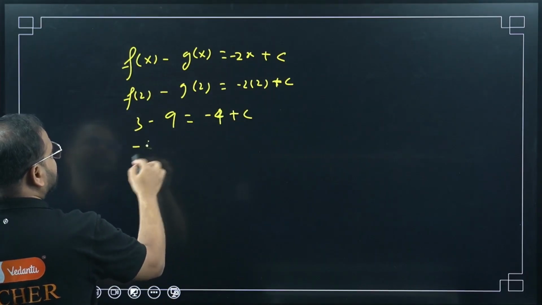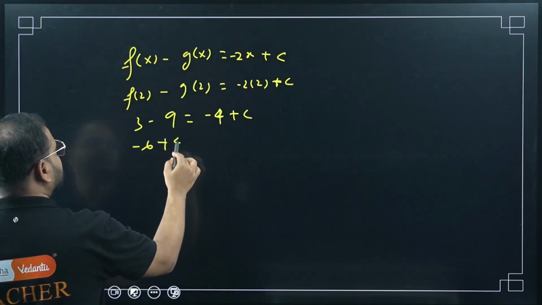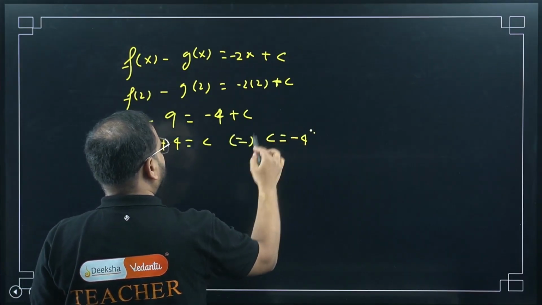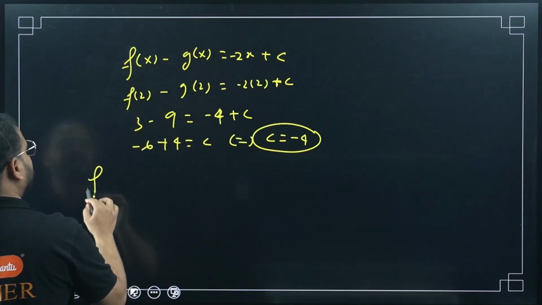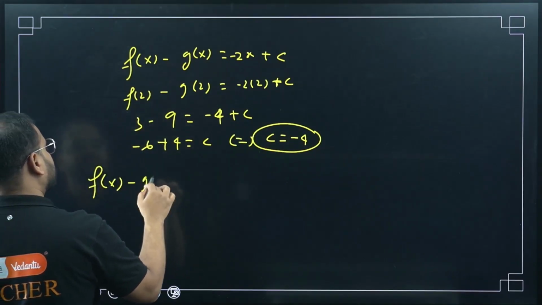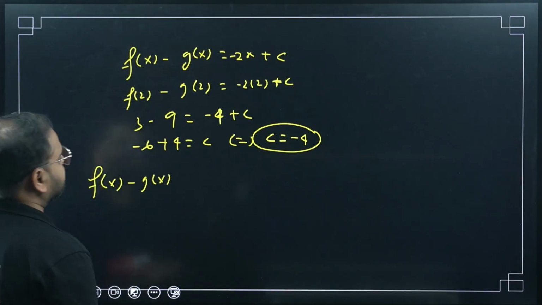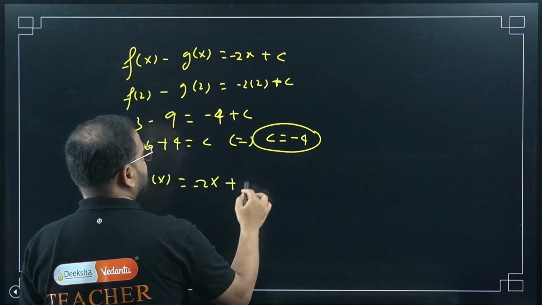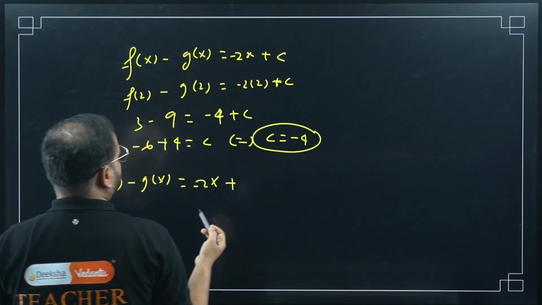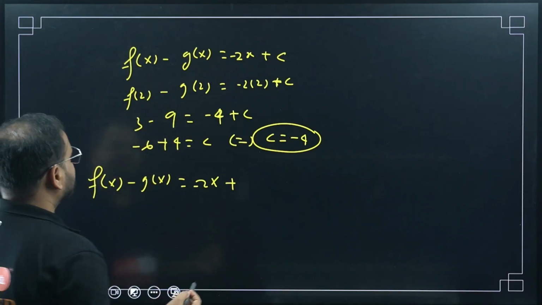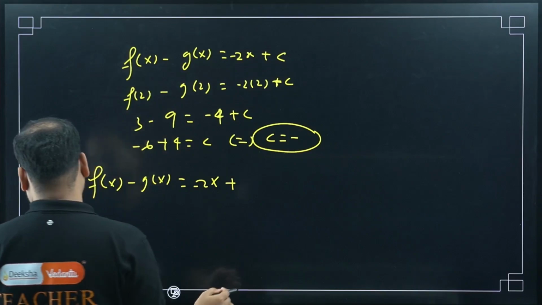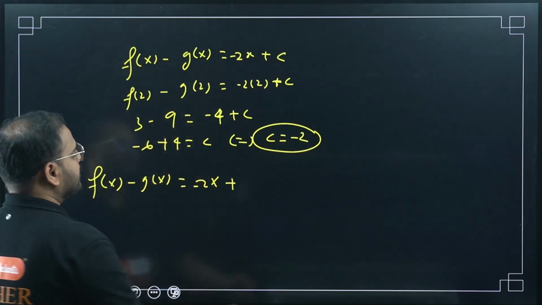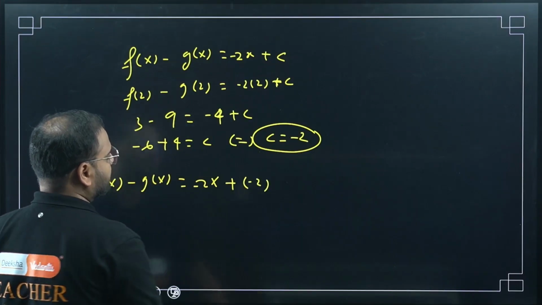How much is this? Minus 6. And how much is that? Plus 4 equals to c. How much do I get the c value as? My constant is what? Minus 4. So I can write my function f(x) minus g(x) equals to simply what? Minus 2x plus, how much is this? Okay, one mistake. This is not minus 4, this is minus 2, because minus 6 plus 4 is minus 2. No problem there.